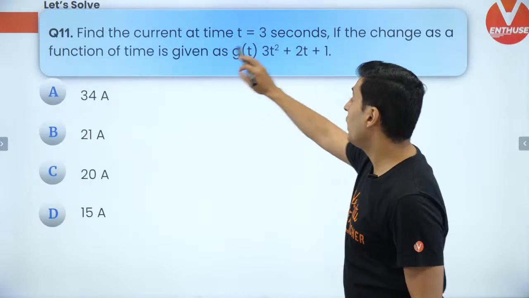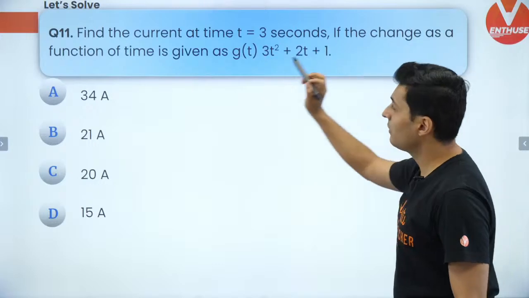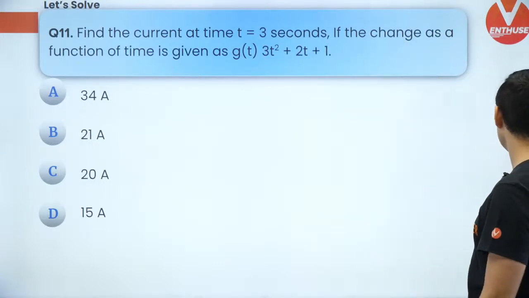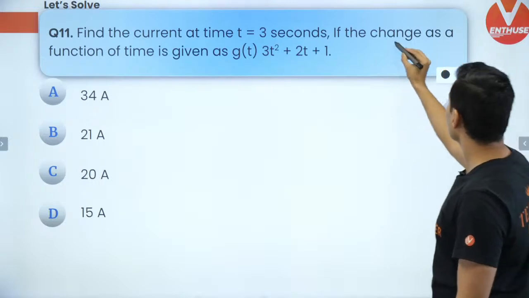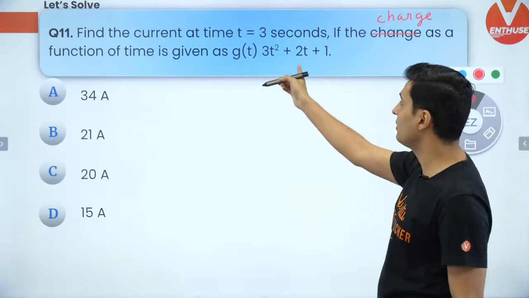Next question. Find the current at time t equal to 3 seconds if the charge as a function of time is given by this. Sorry, it's the charge, I think it's not change. All right, so it's going to be charge. So read this as charge. The charge as a function of time is given by this.